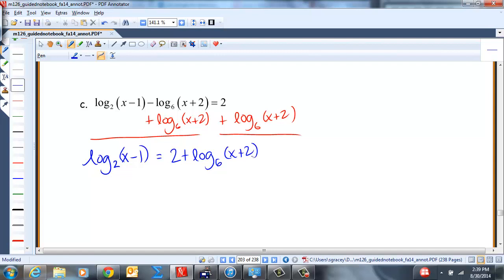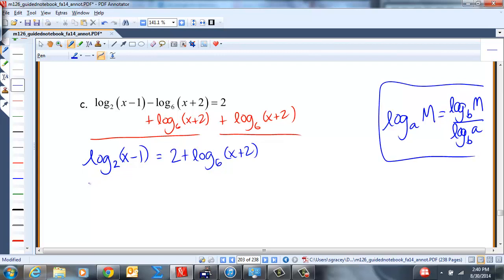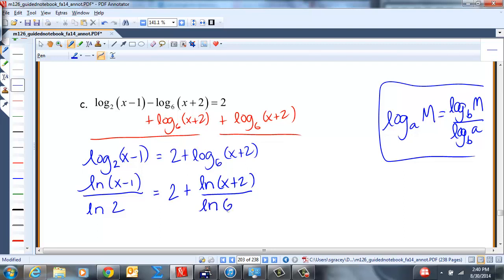Now remember the whole change of base theorem. It was log base a of m is equal to log b of m divided by log b of a. This is change of base. So what we're going to do here is I'll just use natural logs. So this guy will be natural log of x minus 1 divided by natural log of 2 is equal to 2 plus, now what will log base 6 of x plus 2 change to? Awesome, natural log of x plus 2 divided by natural log of 6. So now that's what we'll enter in on each side.